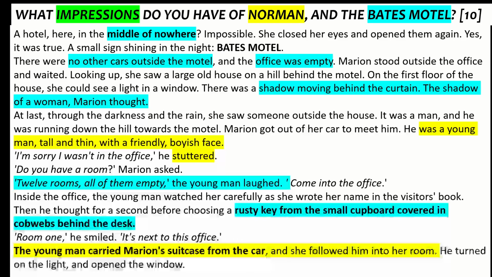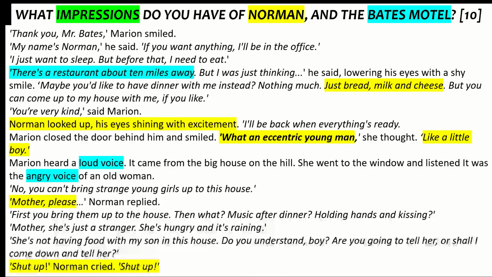Rusty key from a small cupboard covered in cobwebs. We'll talk about that one. If we go to the next slide, let's go back to Norman again. Just bread, milk, and cheese. So this maybe adds to immaturity. It probably shows his lack of experience with women, where he seems to be quite interested in Marion, but instead of maybe fine cuisine or a steak meal, it's quite immature food, bread, milk, and cheese, almost like a little boy maybe would have.